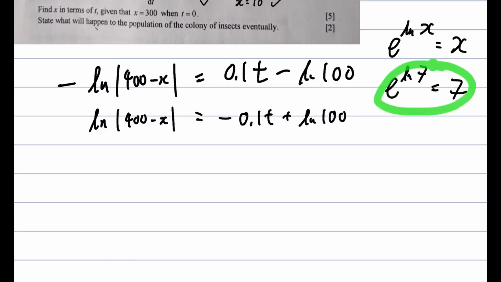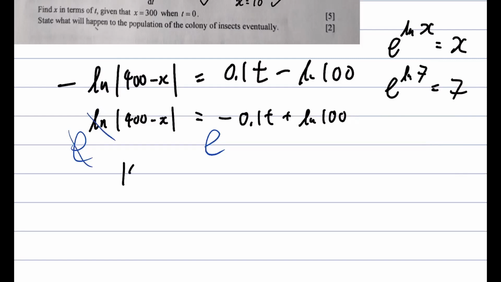Right? Correct? Then I can put plus minus. Then I will get... Yes. Continue. Okay. Cancel 400 minus x with modulus, equals e power whatever.